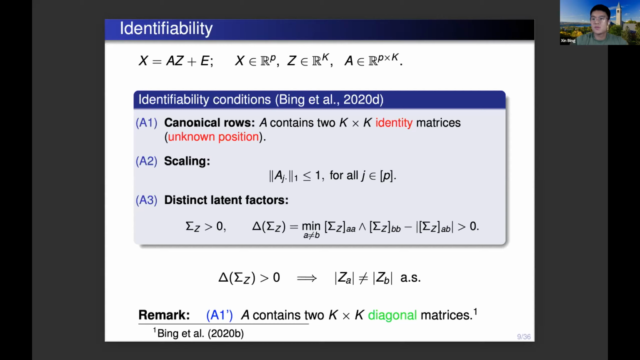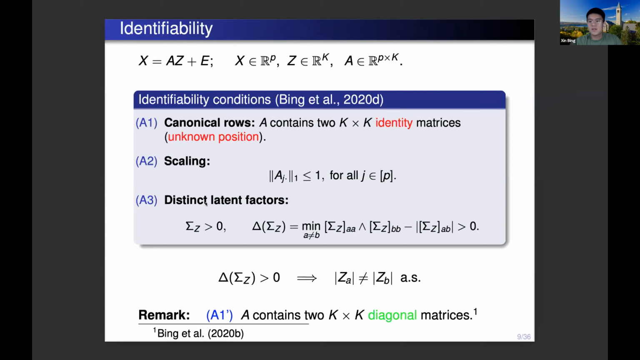The first part is to assume the existence of canonical rows, which assume that the matrix A contains 2 K by K identity matrices. However, their positions are allowed to be unknown. And the second condition is about the scaling condition, which assume that each row of A has L1 norm no greater than 1, so that we can really interpret the matrix A as an assignment matrix.